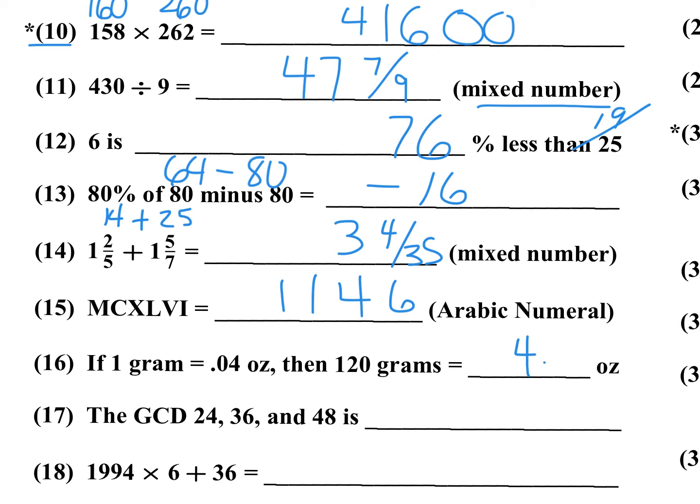Now here you have to be very careful that you do not write 4.80. That would be an extra 0. That would be counted wrong. So 4.8 is the correct answer.